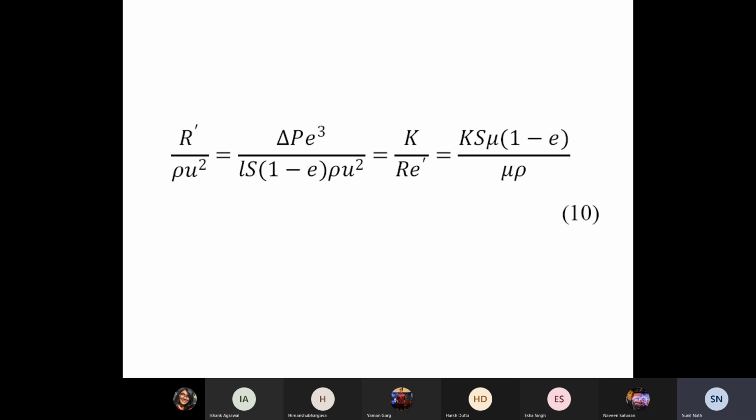Now, you can plot the left-hand side, which is R prime upon rho u1 squared, against Re prime in log coordinates. Now look at equation 10 and see what sort of curve you will get through a randomly packed bed. We have something very similar to the type of dependence that we found under free settling conditions.